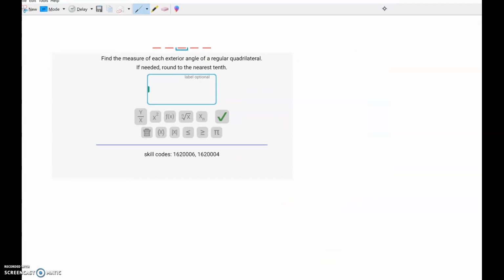Find the measure of each exterior angle of a regular quadrilateral. So quadrilaterals have 4 sides. So we have to do 360 divided by 4, which should be 80. Nope, no, just kidding, it's 90. Sorry.